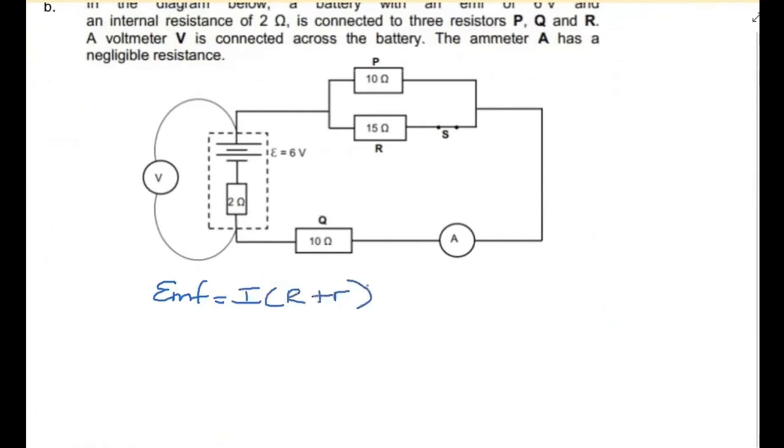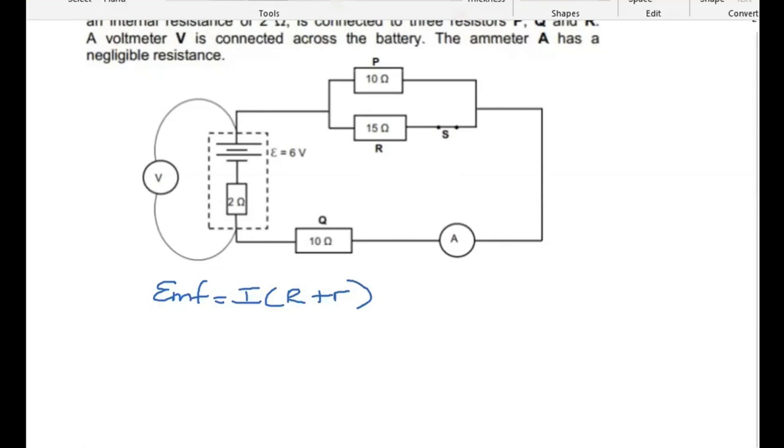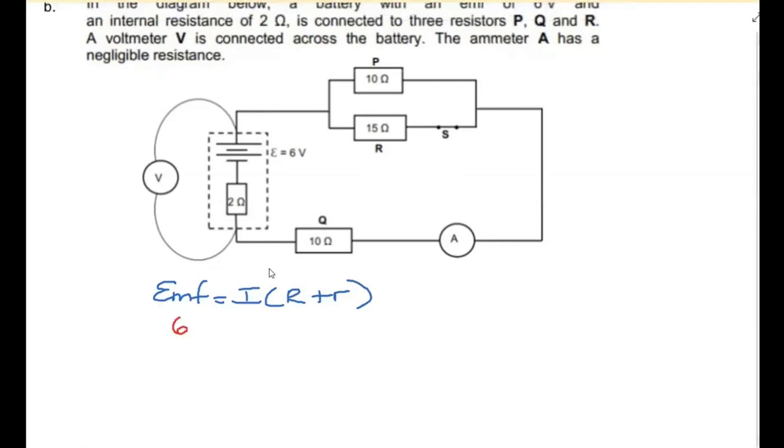Okay, and let's go and see what I know. So what have they given me? They've told me the EMF is 6 volts, so I know that's 6. I don't have my current. Do I have my resistance on the outside? I don't have a value, but I can calculate that. How do I know I can calculate it? Because I've been given all of the R's. I know the 10, the 15, and the 10.